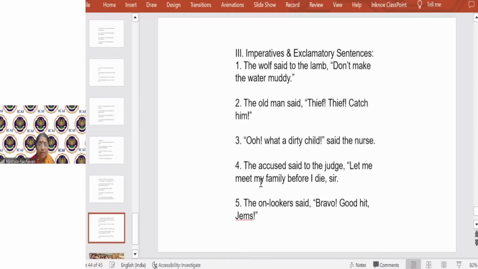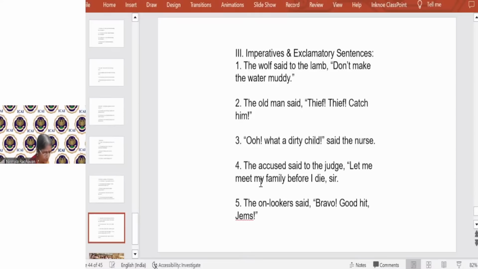Fourth one, the accused said to the judge. Said can be requested, pleaded, okay, to let him meet his family before he died. He died is the right answer.